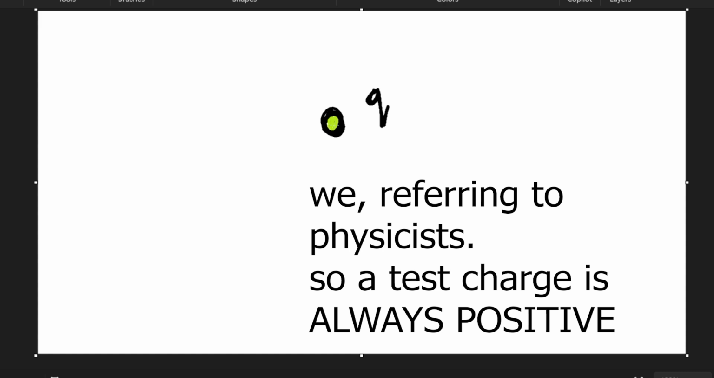Now, how can we know and measure the electric field around a charge? We use something called a test charge. It's a small positive charge with no mass. It is too small to have a field of its own, and we give it the symbol Q. A test charge is always positive. It could be negative, but we just decided to make it positive.